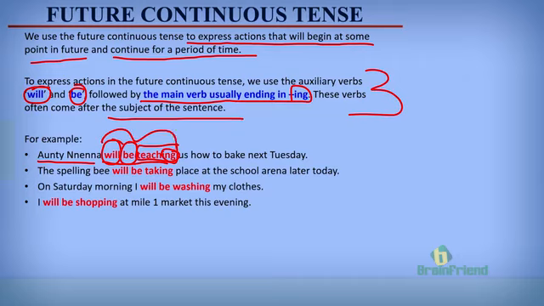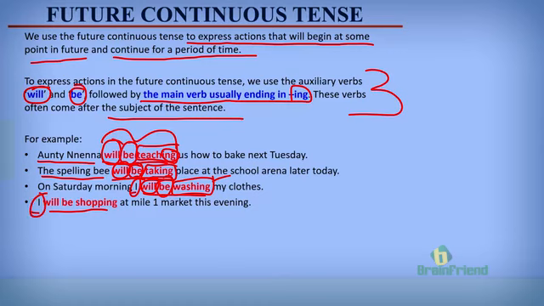The next sentence is the same. The spelling bee is the subject. The spelling bee will be taking place at the school arena later today. We have the auxiliary verbs will and be, and then the ing form of the main verb. On Saturday morning, I will be washing my clothes. I is the subject, and then we have the auxiliary verbs will and be, and of course, the ing form of the verb, washing. And then the last sentence says, I will be shopping at Mile 1 Market this evening.